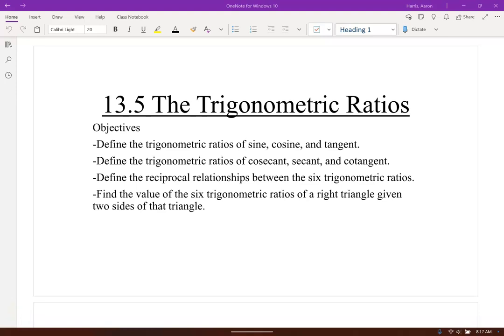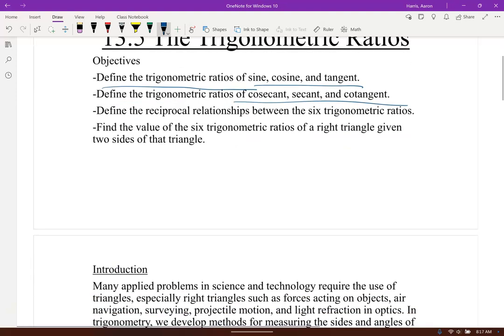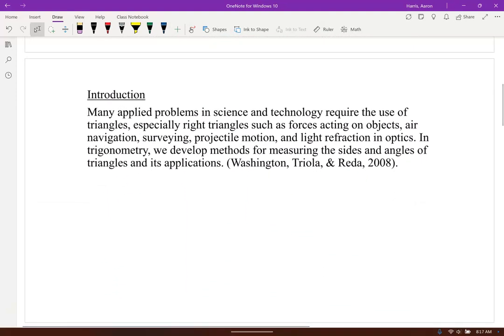All right, welcome back. We're going to take a look at trig ratios today. We'll define them, sine, cosine, tangent, as well as their reciprocals, cosecant, secant, cotangent. And we'll find the values of a right triangle given two sides of that triangle. I like this little introductory statement here.